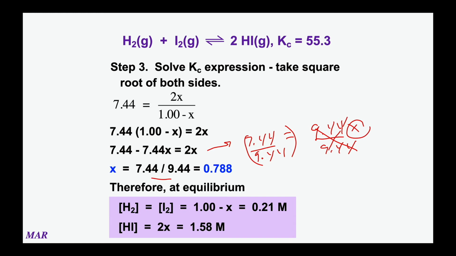Now, these numbers might seem a little esoteric at first, like what do they mean, right? One way to help you remember: K greater than 1, like 55.3, means more products, HI, than reactants, H2 and I2. And lo and behold, you do have more HI. 1.58 is quite a bit larger than 0.21. That means you have more product than reactant. Oh, it's all coming together. So anyway, check this problem out. Taking the square root of both sides can be really helpful on some of these problems. But also, if you have that solve button, do it.